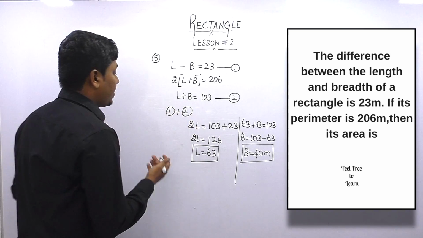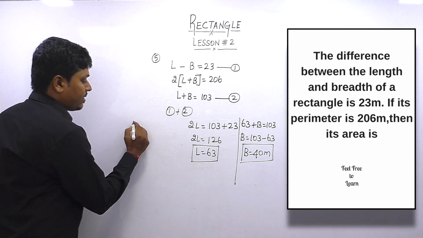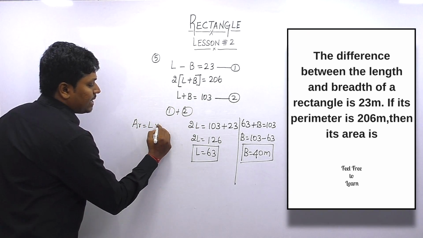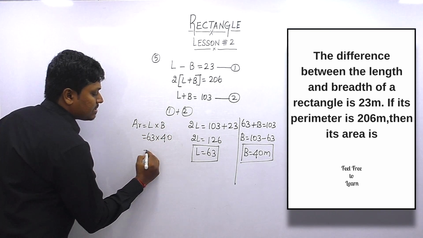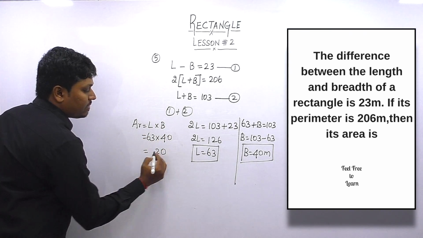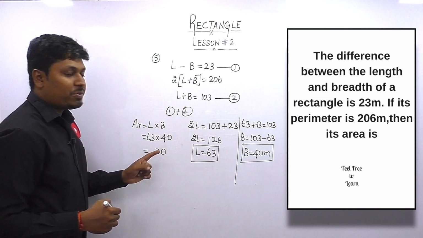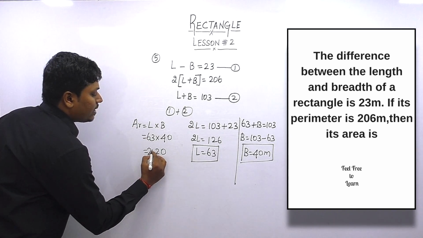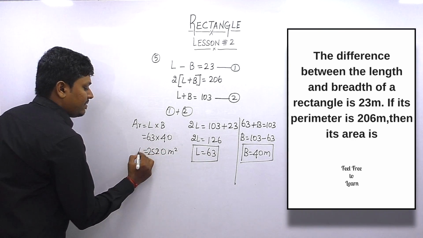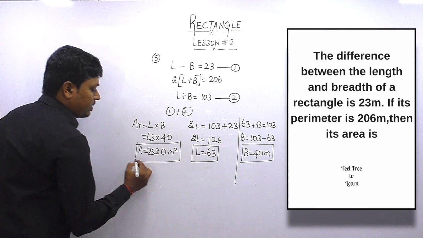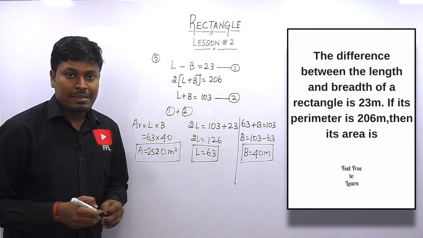And according to the question, our target is to find the area. So area is equal to length into breadth. So length will be 63 and the breadth will be 40. Just multiply this. 0. 4 into 3 will be 12, remainder 1. 6 4s are 24, 1 25. So 2520 meter square, or otherwise square meter. So finally we can say that the area of the rectangle is 2520 meter square, right?